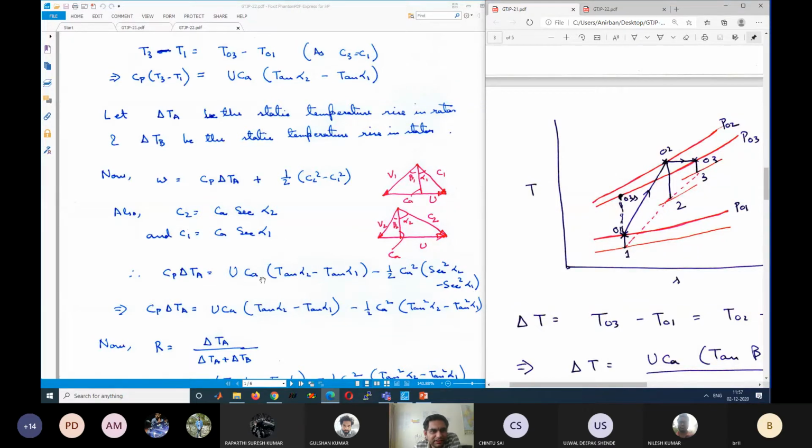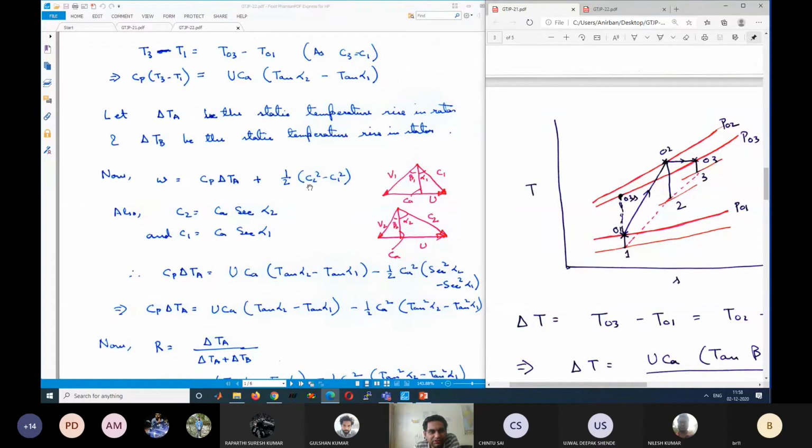So now we can write this. We are trying to find delta TA in terms of other parameters. Cp delta TA is equal to W minus half C2 square minus C1 square, by taking this to the other side. What is W? We have already written W as UCa tan alpha 2 minus tan alpha 1. So Cp delta TA is equal to UCa tan alpha 2 minus tan alpha 1 minus half C2 square minus C1 square.